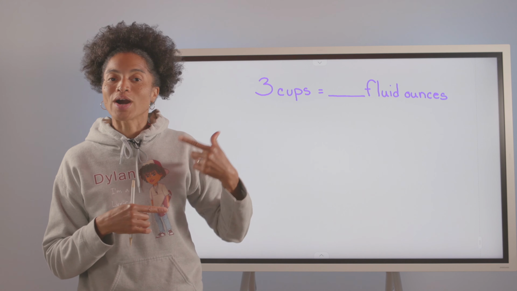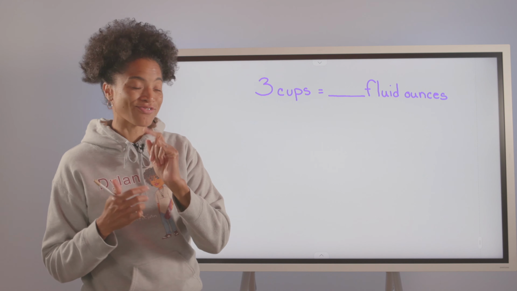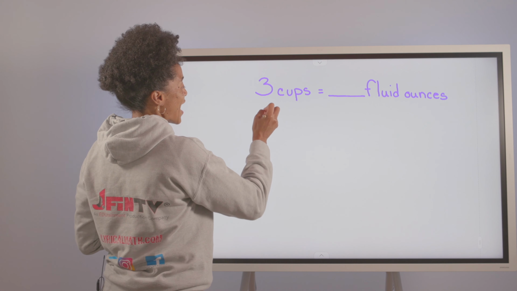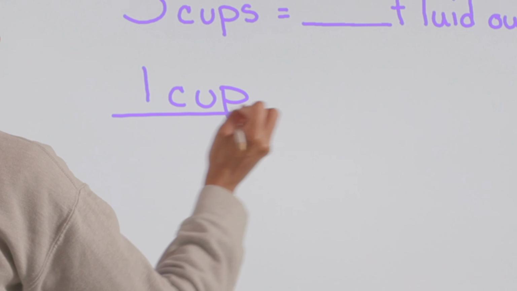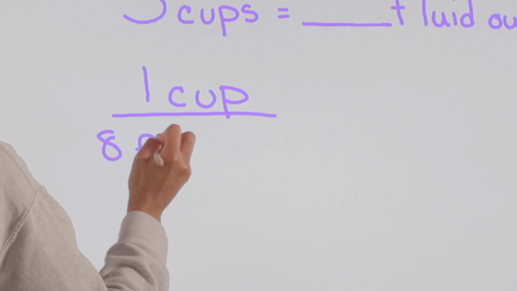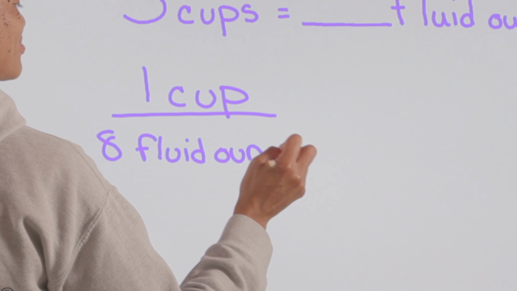Here we go. 1 cup, 8 fluid ounces. I think we got it. We're going to write that conversion down as a ratio. So it looks like this. 1 cup over 8 fluid ounces. Kind of reminds you of a fraction, right?